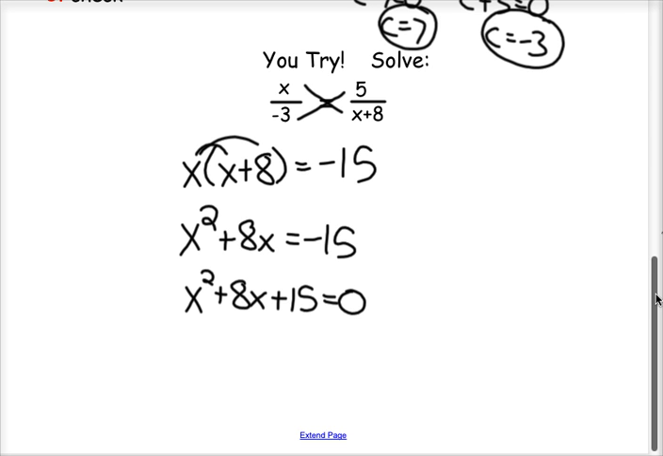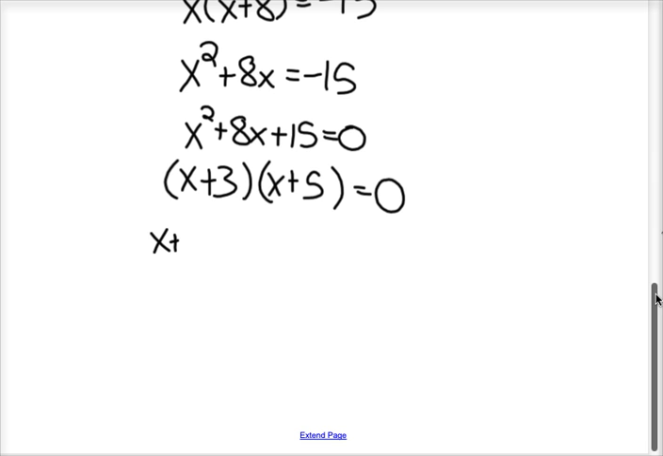Now that I've done that, I've got a quadratic trinomial. So I'm going to factor it. We get x and x. Two things that multiply to 15 and add to 8. I'm going to get positive 3 and positive 5. Use the zero product property at this point. So we're going to get x is negative 3, x is negative 5. And those are going to be our two solutions here.